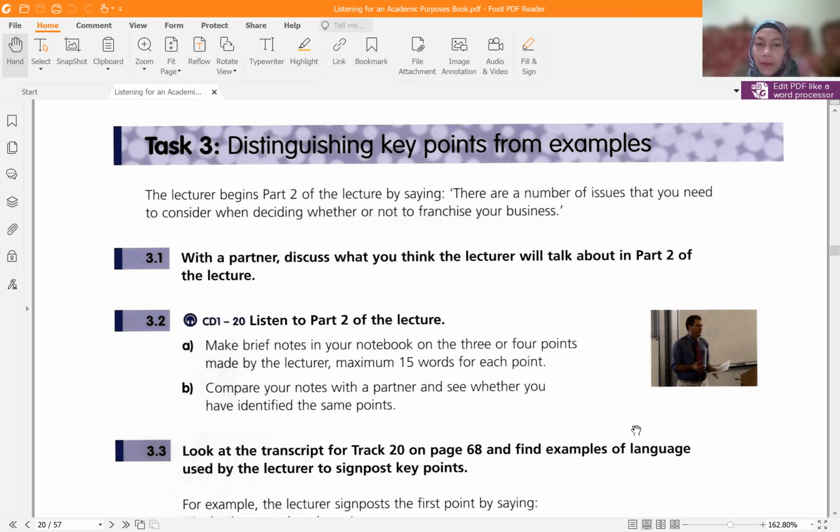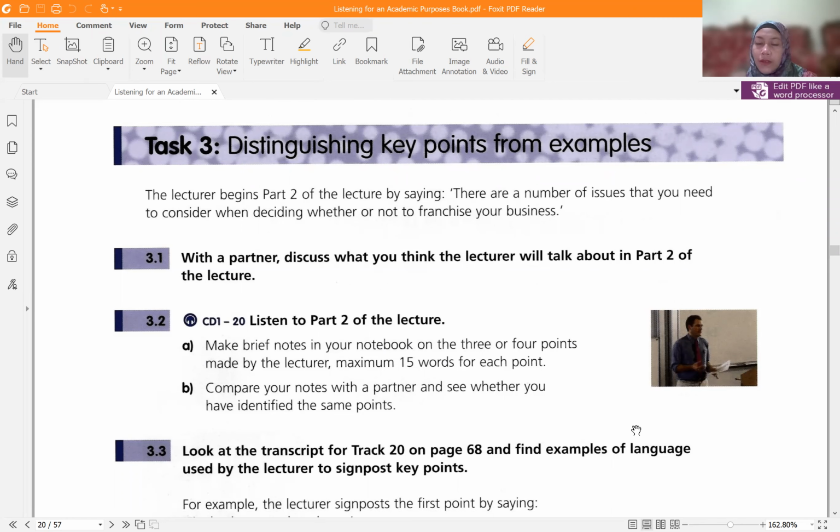The lecturer begins Part 2 of the lecture by saying there are a number of issues that you need to consider when deciding whether or not to franchise your business. So here he may talk about some issues that we need to consider to form a business franchise. Jadi ini dia akan mengatakan tentang beberapa isu yang perlu kita pertimbangkan ketika kita ingin membuka business franchise, ya.